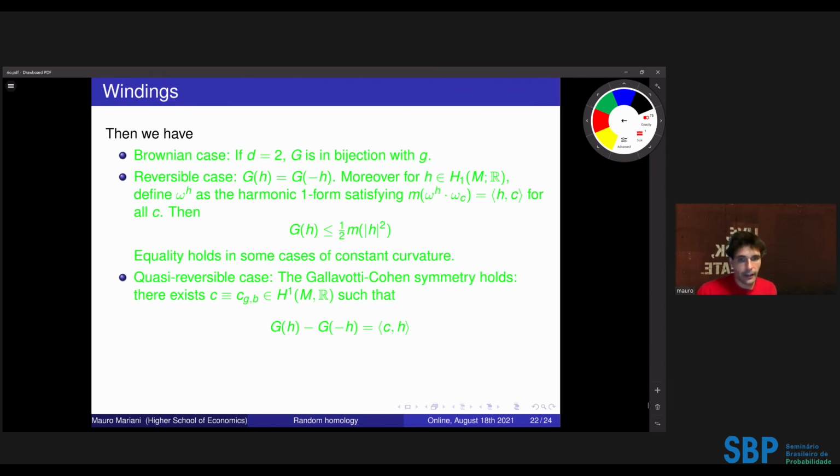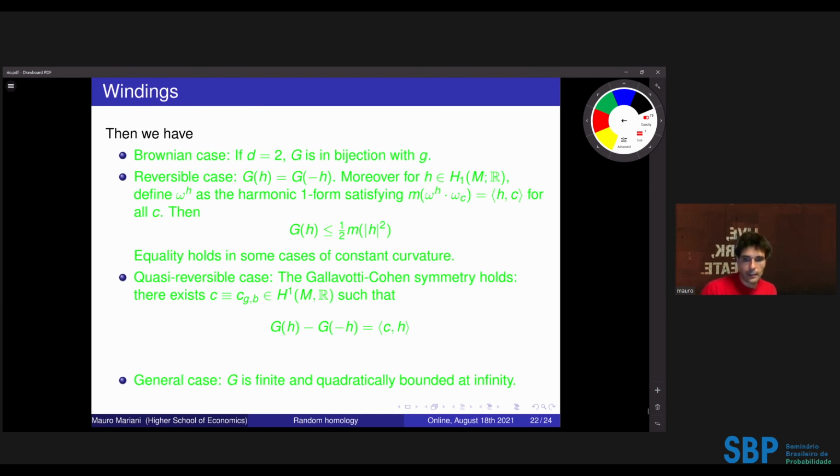In the quasi-reversible case, so the case where GB is closed, not exact but closed, then it's not true that G of H is equal to G of minus H, but you have a Gallavotti-Cohen symmetry. Namely, G of H minus G of minus H is linear. The difference between looping in one direction and looping in the other direction, the ratio of the probabilities is e to the minus t times something which is linear in H. So something which is linear in H means that there is an element in the homology which depends on G and B for which you have this identity. And in the general case, we can say not much.